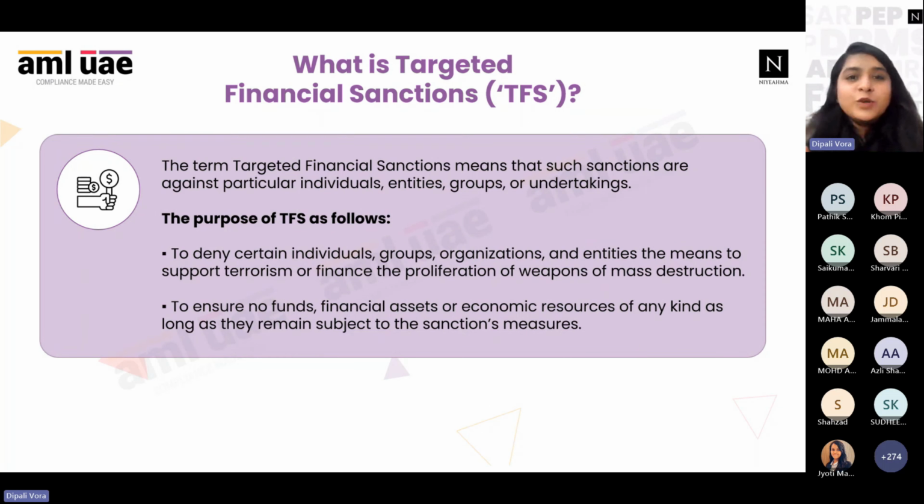So the question that would pop up is that we are a DNFBP. How would we have the power to freeze the funds? But to give you an example, if you are into real estate business or you are dealing in precious metals and stones, how you can help in prohibiting the access of the funds is by not allowing buying or selling of the property, by not allowing buying and selling of the jewelry or any precious metals. So this is how you can contribute in prohibiting any kind of access to the funds or assets to that sanctioned individual.